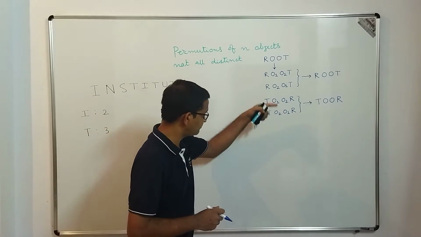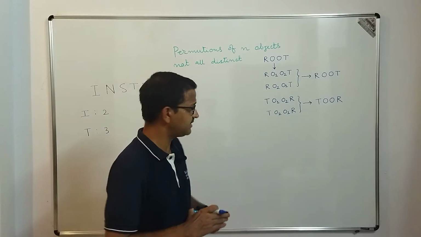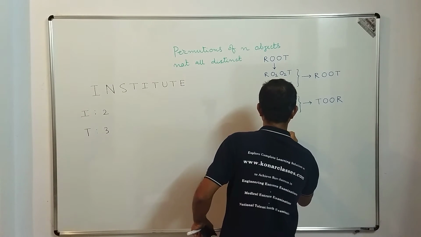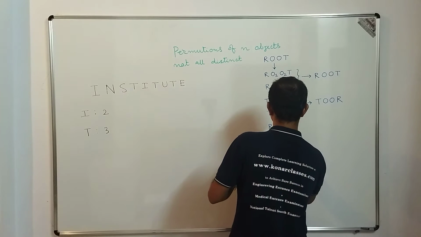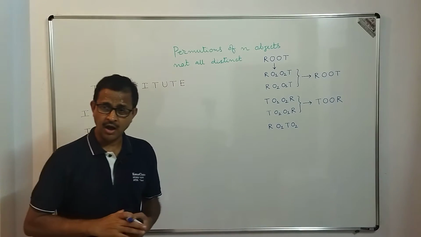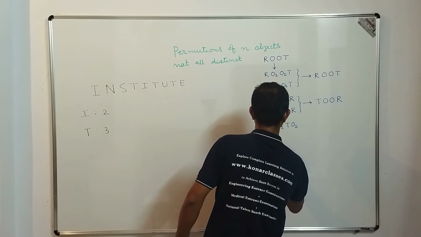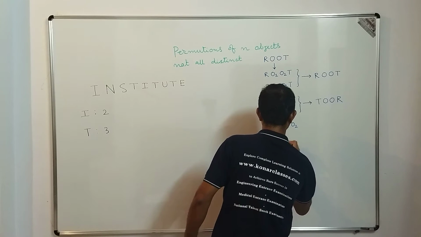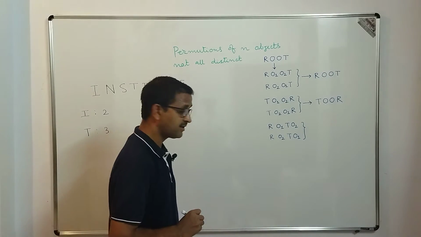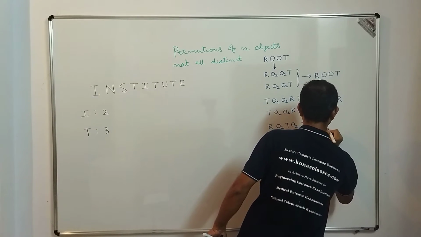Now let's proceed, let's completely understand this thing. Then we get R O1 T O2, and another one we can write is R O2 T O1. Now if you see, these can be clubbed together and we get the arrangement ROTO.